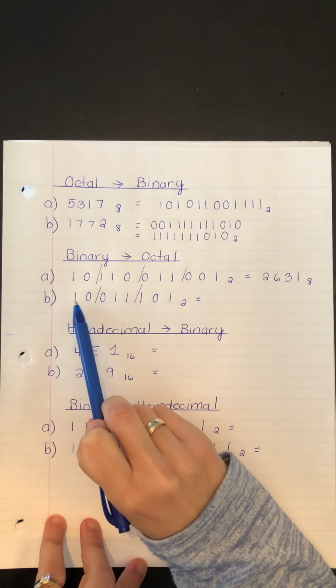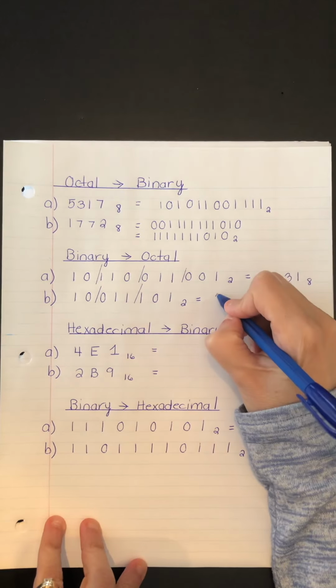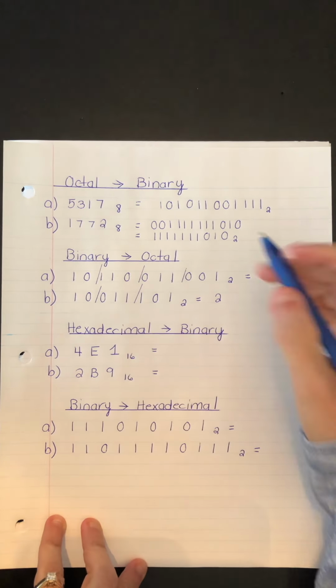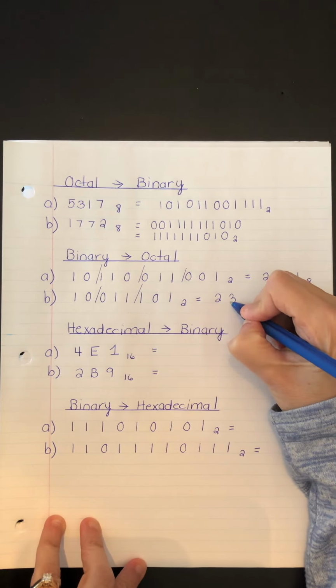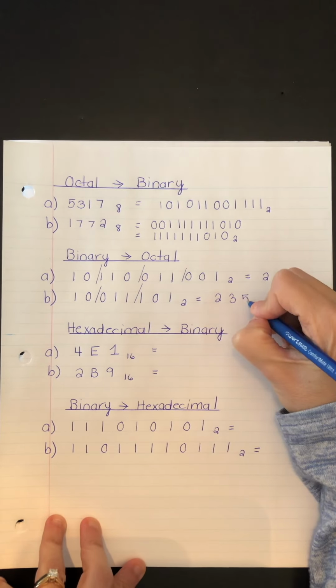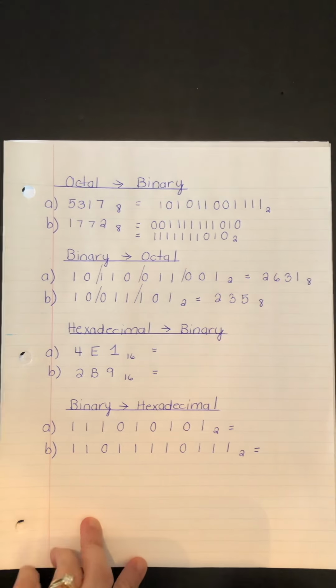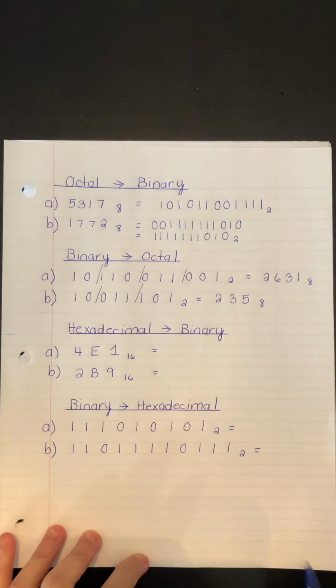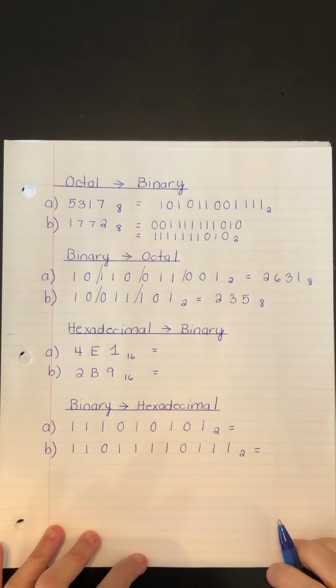So 010 is the octal 2. 011 is the octal 3. And 101 is the octal 5. Okay, so now we have our answer, 235 base 8.